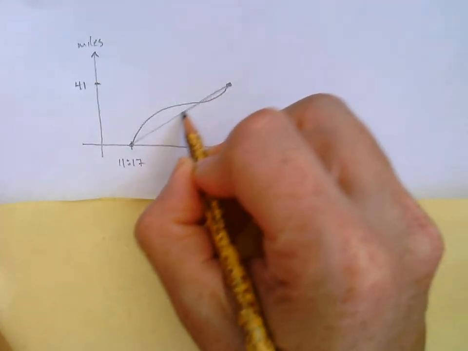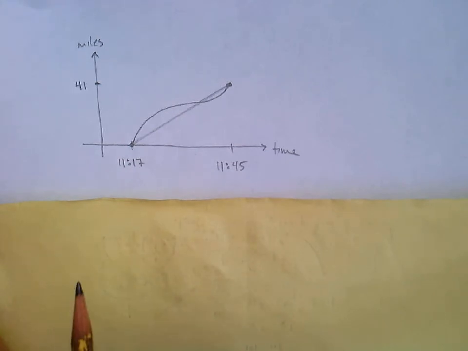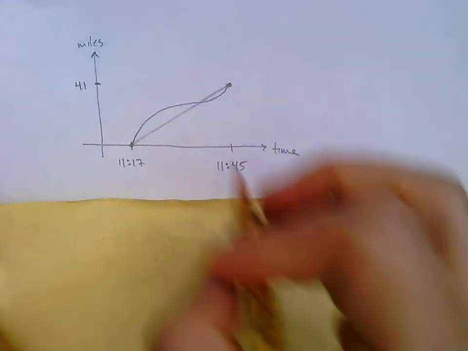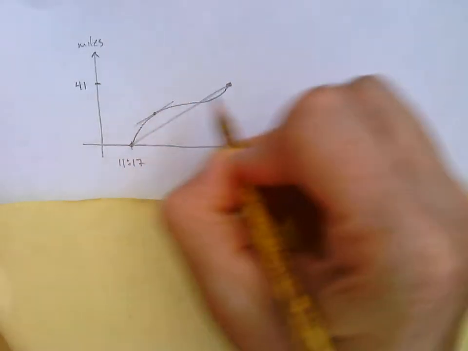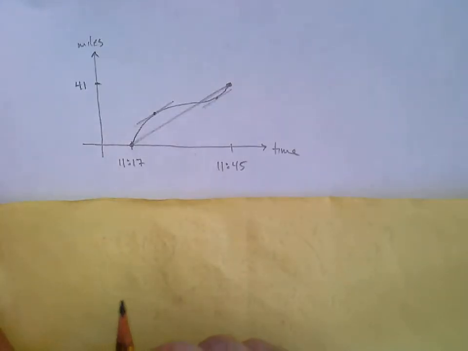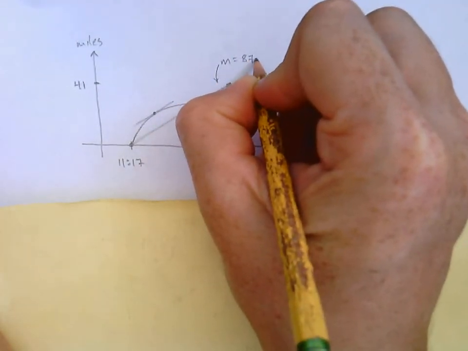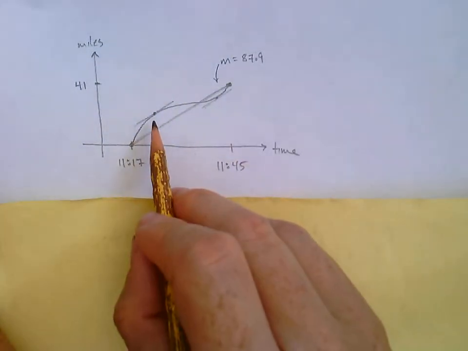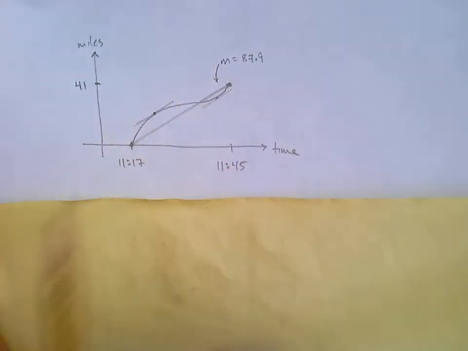If we can calculate the slope of that line connecting the endpoints, then we know that at least one moment, and here there would be two, the slope of the tangent line would be parallel to this line down the middle. Well, if the slope of this line is 87.9, then at least at one moment during that trip, they were going 87.9 miles per hour.